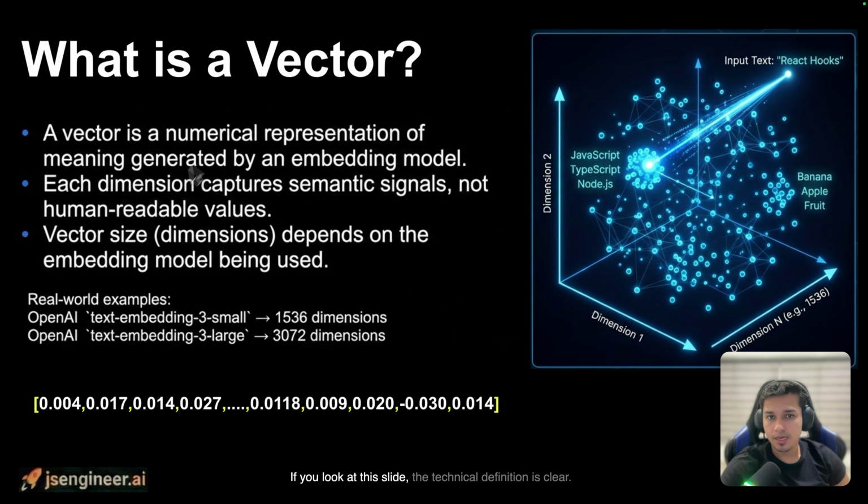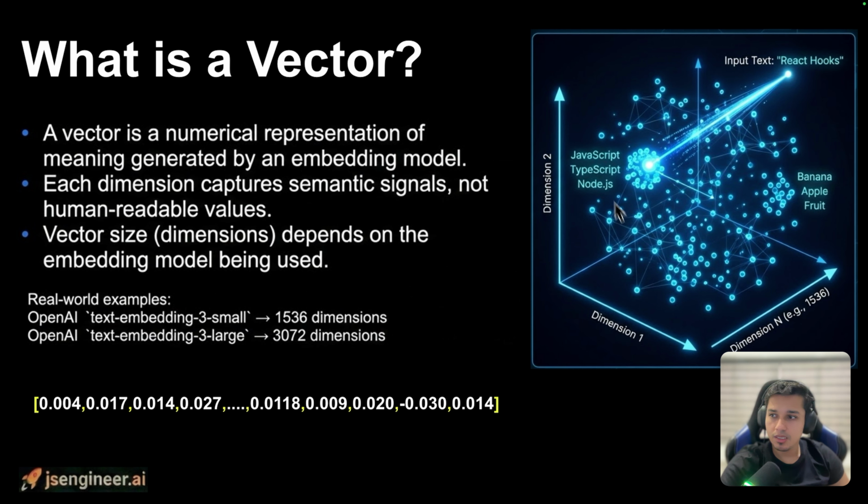If you look at this slide, the technical definition is clear. A vector is a numerical representation of meaning generated by an embedding model. We aren't storing words, we are storing semantic signals in dimensions that we can't read, but the machine can.